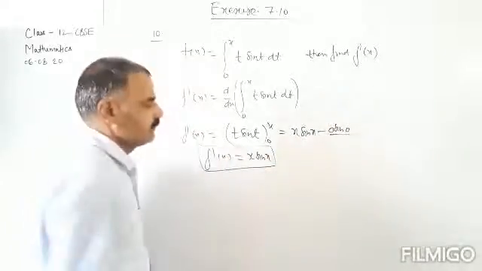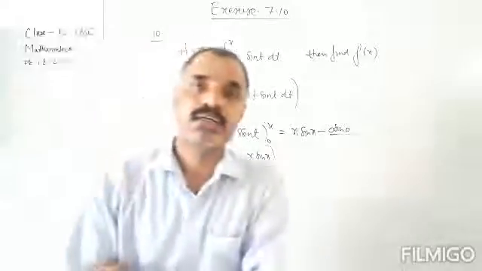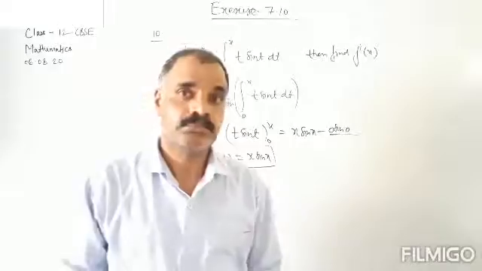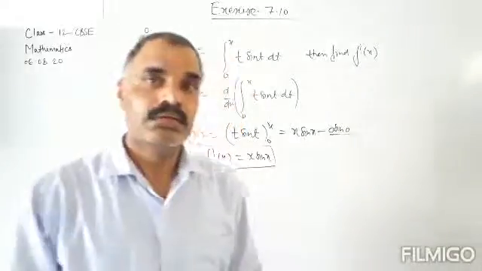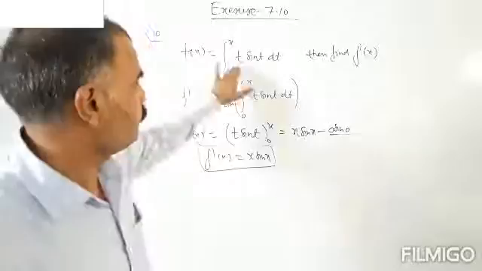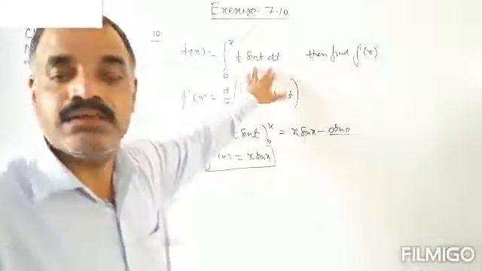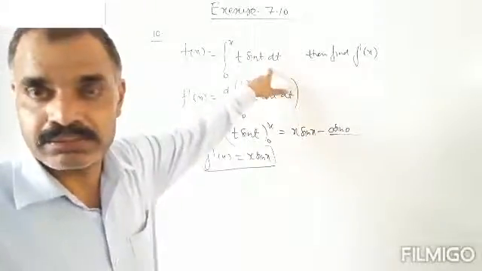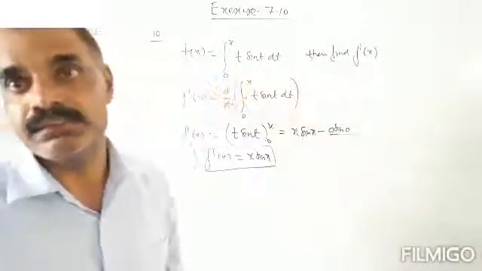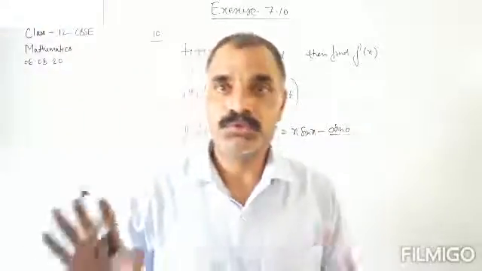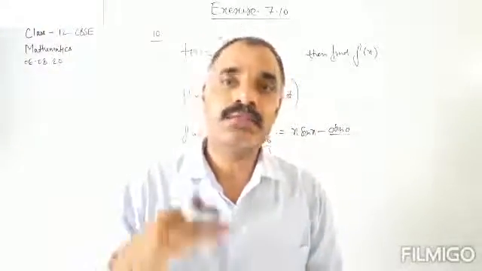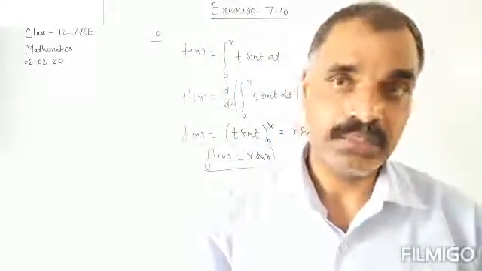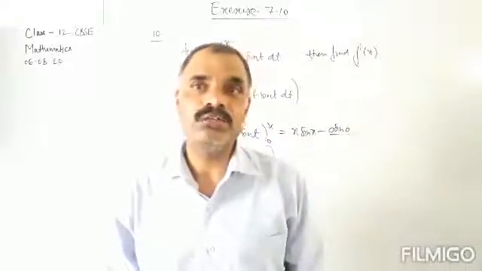This is one of the methods to solve the question. Okay, one more method is there. What is that method? Firstly, you have to integrate t sin t using integration by parts, then take the limits 0 to x. After that, you find f(x), and then you differentiate to find f dash x. In this way, you can also solve the question.